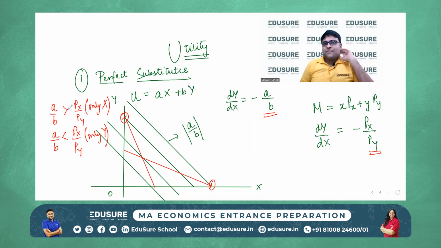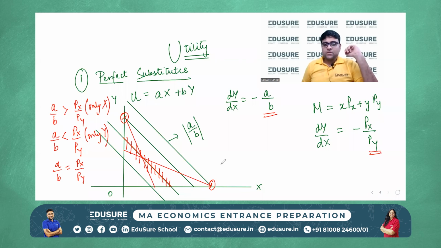So whenever a by b, which is the slope of the IC, is greater than the slope of the budget line, only x. Slope of IC less than the slope of the budget line, only y. When both the slopes are equal, then the consumer can basically consume anywhere. Supposing the budget line is completely coinciding with the indifference curve, I can basically consume anywhere on the budget line and it will give me the same utility. So in that case, the optimal is to consume anywhere on the budget line.